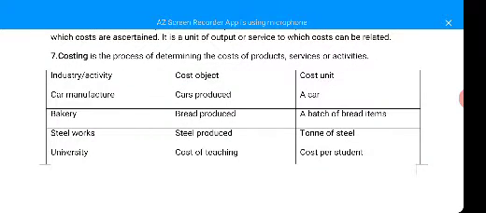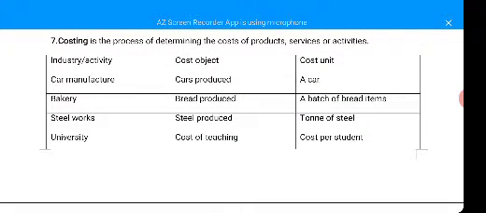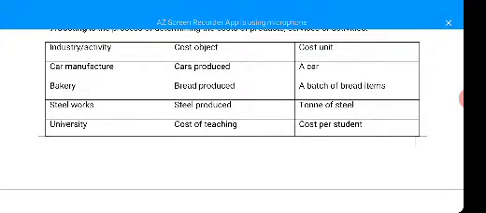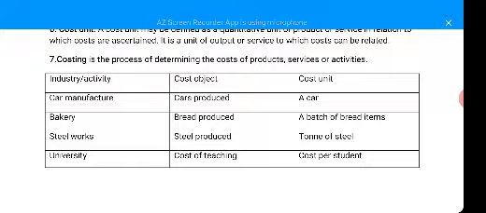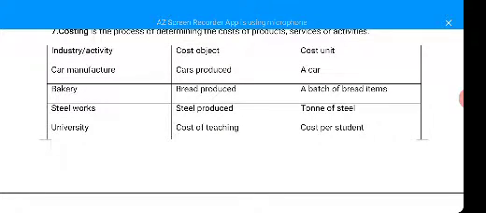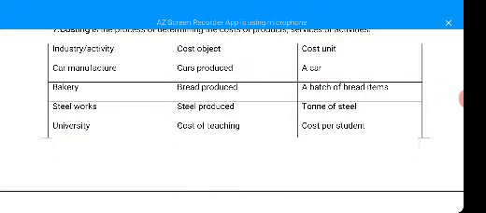Bakery: the cost object is the bread produced. And what is the cost unit? It is a batch of bread items, because in a bakery they produce in batches. So cost per unit is the cost per batch, that is, the cost in a batch. So how many units make up a batch? So the cost per batch item.